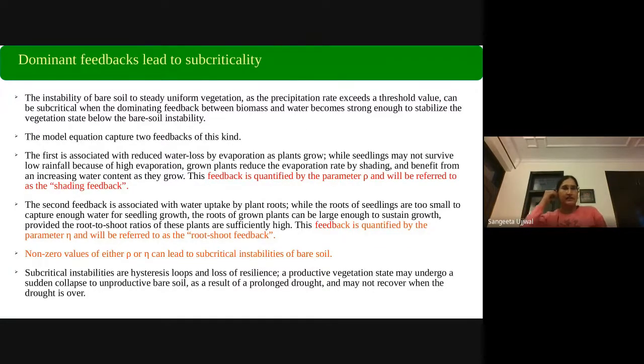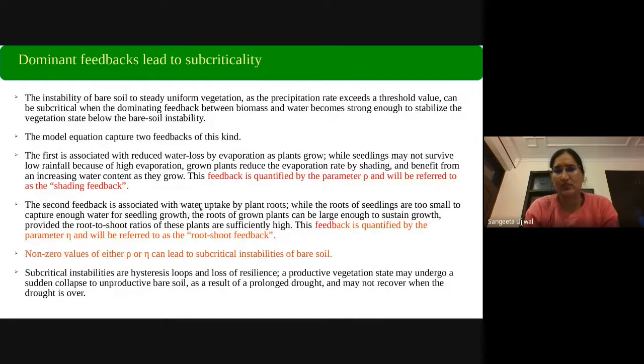So what happens in the subcritical case? As we have seen, there are two feedbacks that convert supercritical bifurcation to subcritical. One feedback is associated with reduced water loss by evaporation as plants grow. It basically means that small plants like seedlings may not be able to survive at low rainfall because of high evaporation, but grown-up plants reduce the evaporation rate by shading and benefit from an increasing water content as they grow. This feedback is quantified by parameter rho.